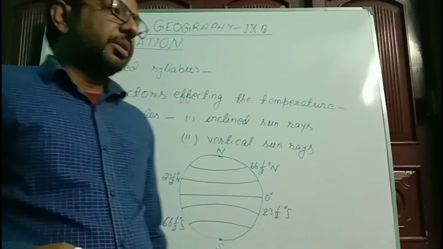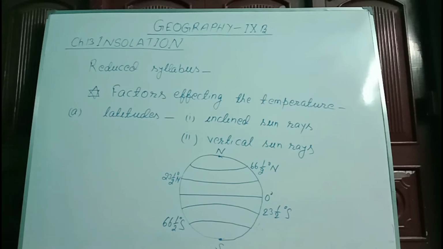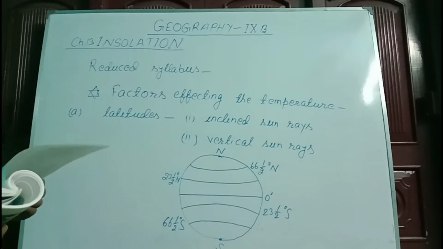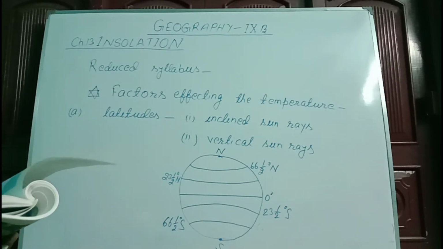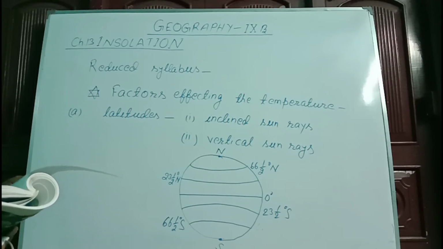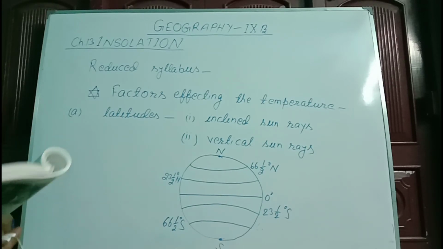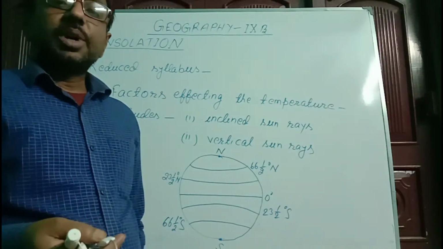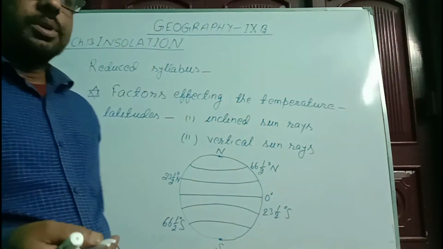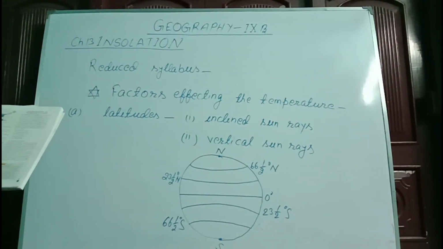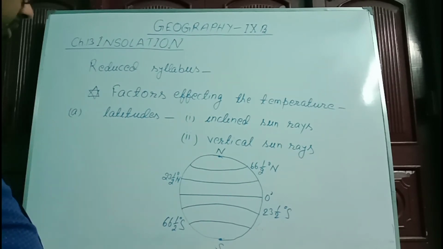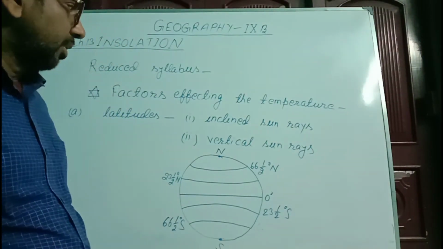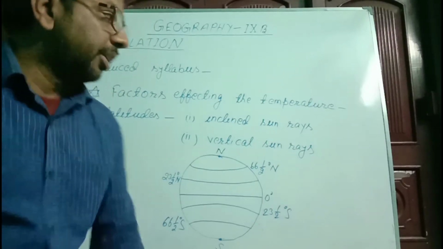In the next topic of the syllabus, we have factors affecting the temperature. There are so many factors affecting the temperature. Those are the latitudes, the altitudes, the distance from the sea, the slope of the land, the prevailing winds, and the ocean currents. Among those, first is latitudes. The heat absorbed by the air depends on the amount of radiation. It depends on the amount of insolation, and this insolation depends on the sun rays. There are two types of sun rays: inclined sun rays and vertical sun rays.